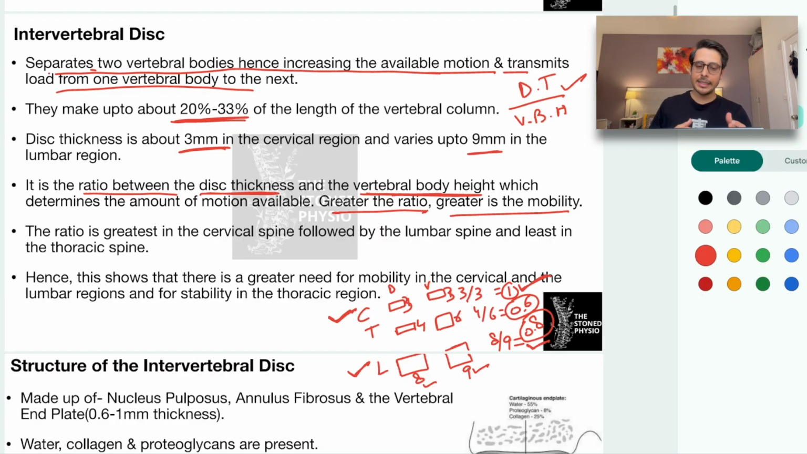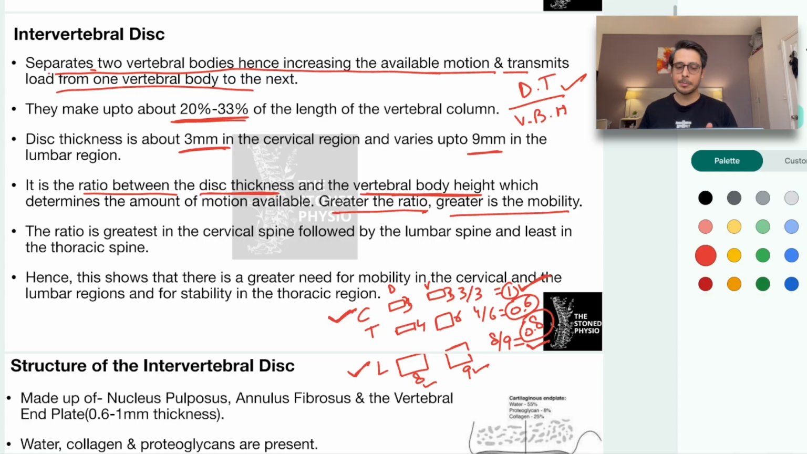So that's why we say if the ratio is high, if it is 1 in the cervical spine, hence the cervical spine has got the maximum mobility. It's a bit less in the lumbar spine, around 0.8, and hence the mobility of the lumbar spine is a little bit less than the cervical spine.